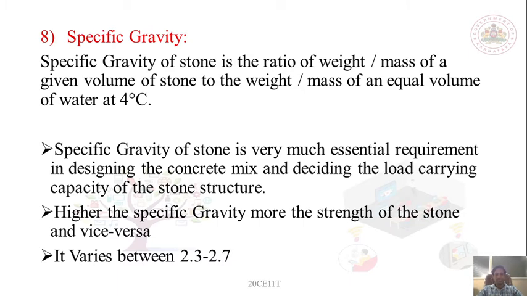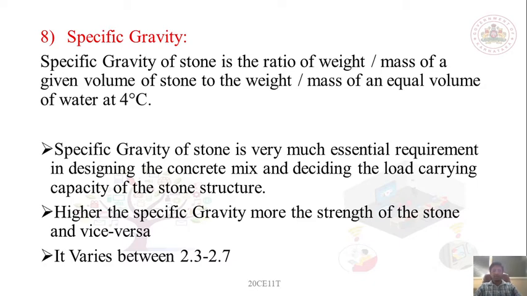So specific gravity is a very important, essential parameter in designing concrete mixes. Specific gravity of stone is important for designing the concrete mixes. The higher the specific gravity, the more strength the stone will have, and the lower the specific gravity, the less strength the stone will have. So specific gravity calculation and determination of material will be studied in the material testing lab, which we can discuss later.